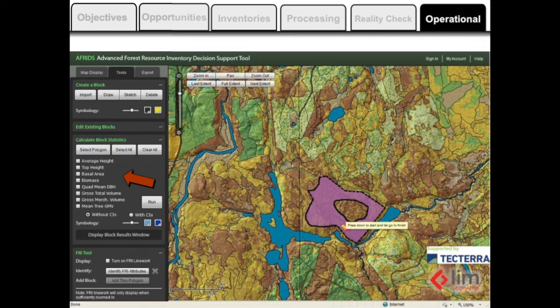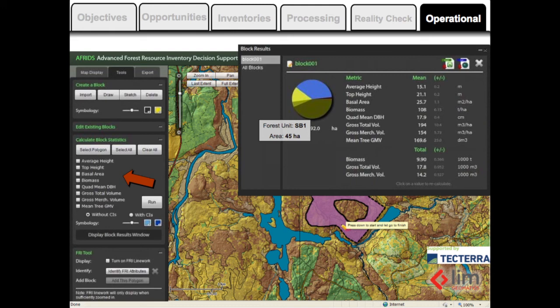The way it goes, you pick what you want, and what you get out is this basic box for this particular block. So you have your prediction of your average height is 15 meters plus or minus 0.2, your quad mean diameter 17.9 plus or minus 0.4 centimeters, a volume of 154 plus or minus 5.78. You could do multiple stands at once, or multiple blocks at once, and you can do a total as well. So it'll keep track of that.